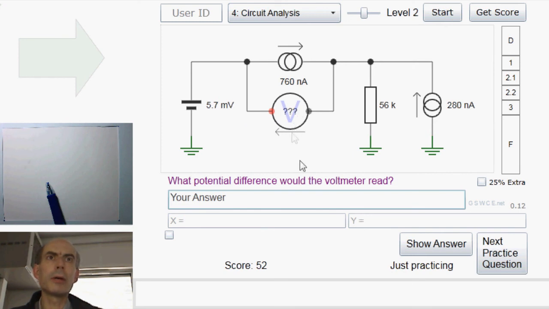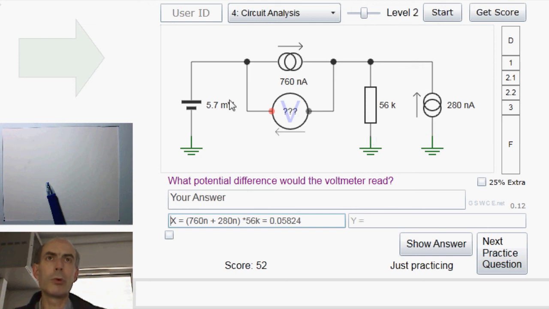Slightly harder one here, perhaps, when we've got two current sources, but we know there's no current through the voltmeter, so we can work out the total current going down through that resistor must be 760 nanoamps plus 280 nanoamps, and if we know the total current through the resistor, by Kirchhoff's current law it must be the sum of this one and this one, because there's no current flowing through here, and we know the value of the resistor, 56K, that tells us the potential difference across that resistor there.